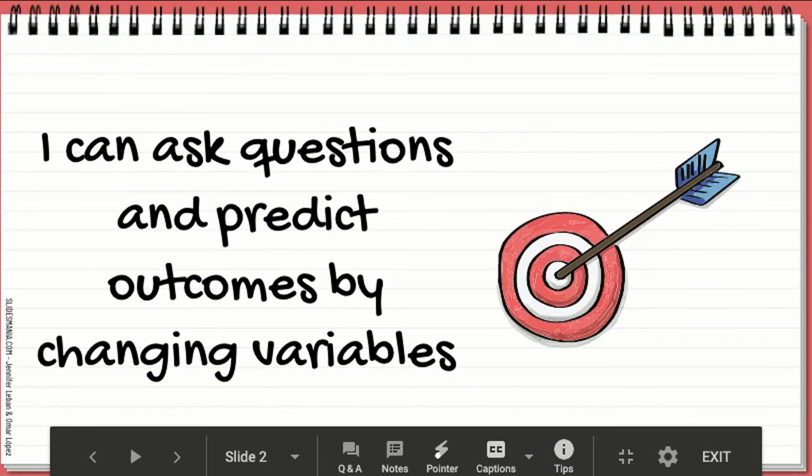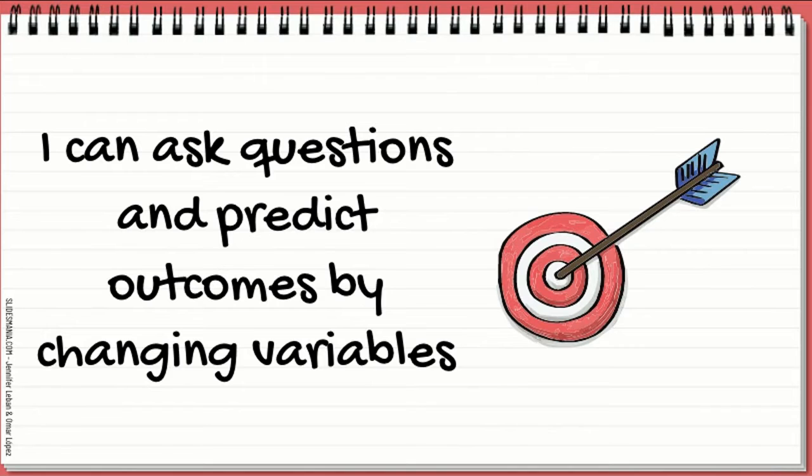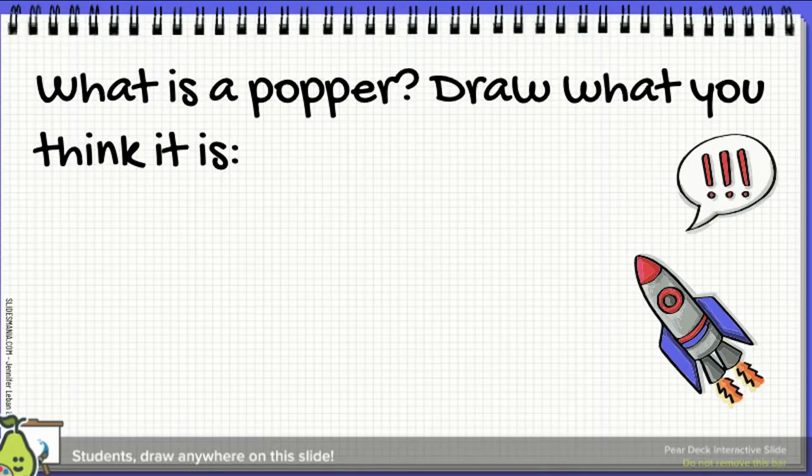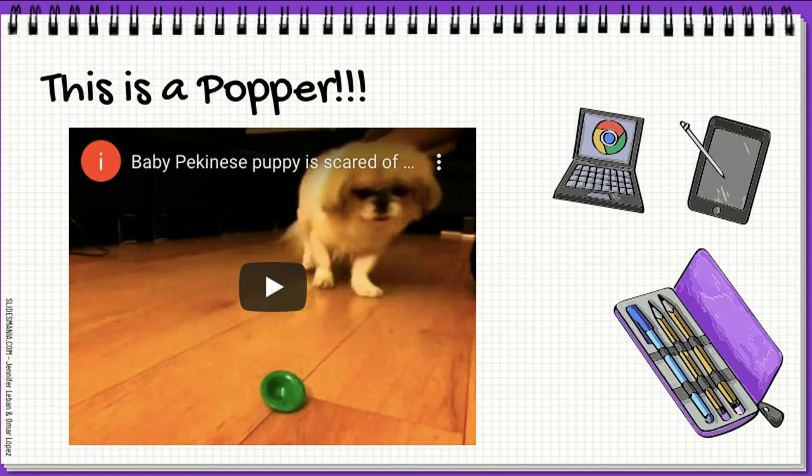If we think back to what we did yesterday, our I can statement was I can ask questions and predict outcomes by changing variables. We learned that our big idea in science was to explore poppers as one of our science tools to create a testable question. We kind of predicted what a popper was. We found out that this was a popper, those little rubber half circle things that you would get for a prize if you went to an arcade, or maybe sometimes you get them as birthday presents.